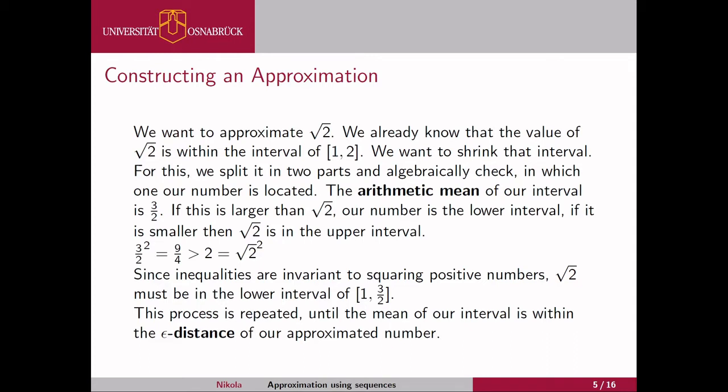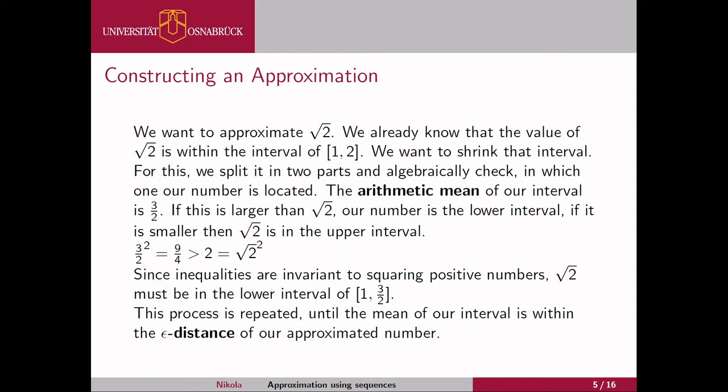So I've written down the calculation. Our arithmetic mean here is 3 over 2. We square it in order to be able to compare. So the point is, root 2 is an irrational number, and we don't really know where it is on the number line. But if we square it, we get an integer, and we know quite well where 2 is on the number line. The point is, if we have two sides of an equation or of an inequality, we can square it if both sides are positive without disturbing the inequality.